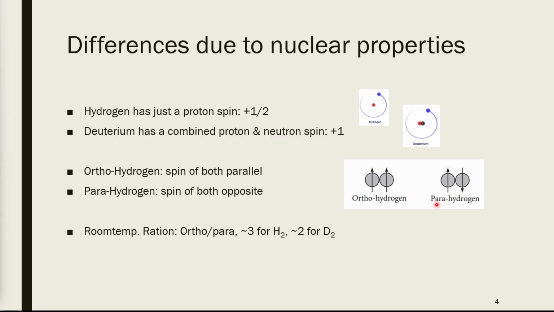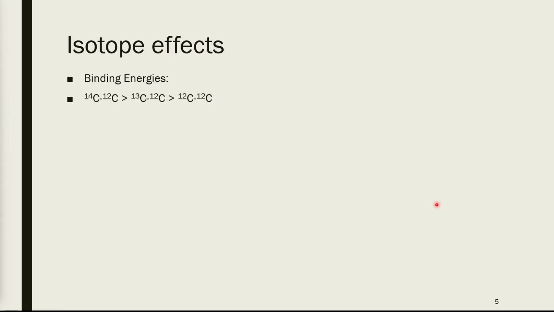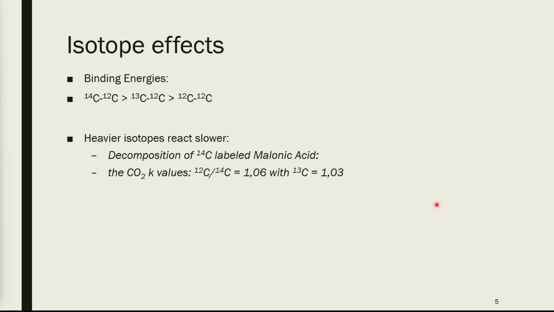So, let's come into isotope effects. Isotope effects meaning that they have different chemical properties because most chemical reactions rely on movement of atoms. And of course, if you have a heavy atom, this will move a bit slower than the lighter atom. For example, if you look at the carbon isotopes, carbon 14, 13 and 12, we can see that the carbon 14 to carbon 12 bond is stronger than the carbon 12 to carbon 12 bond. This means that some of them react slower.